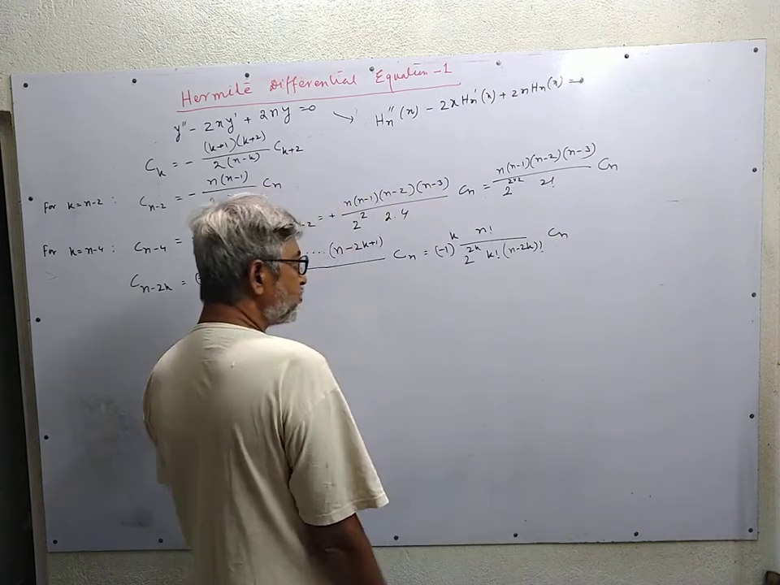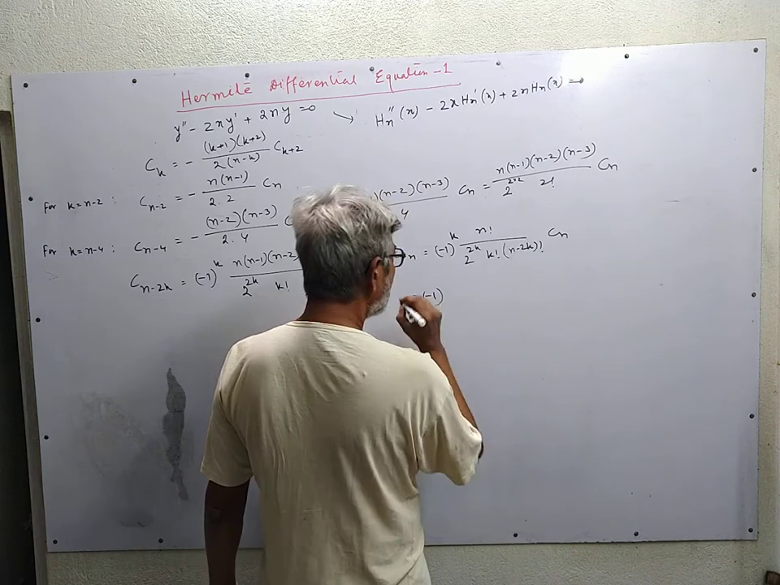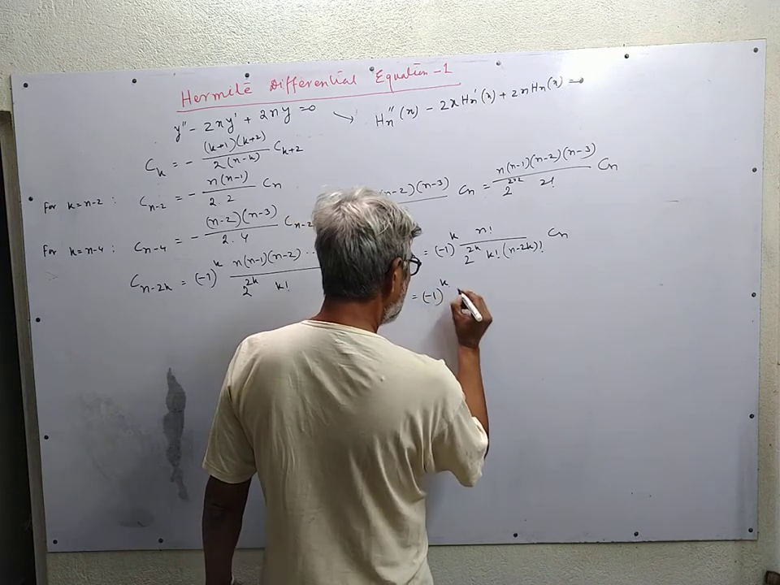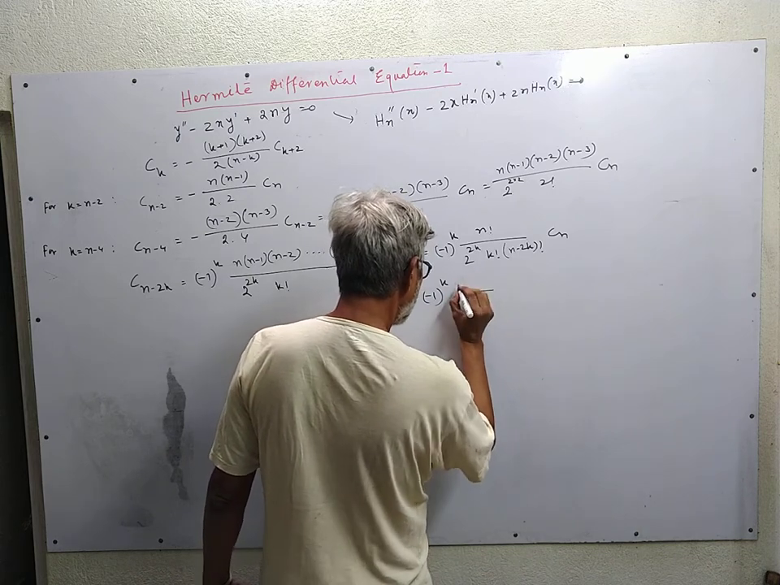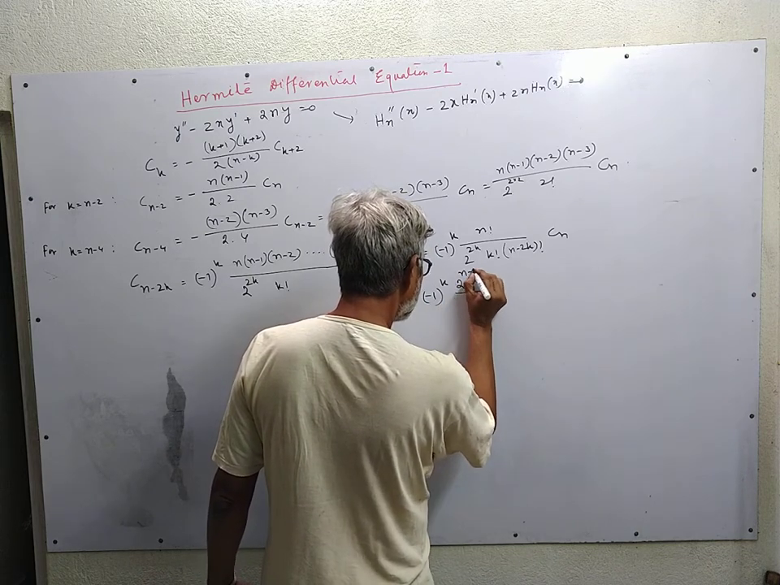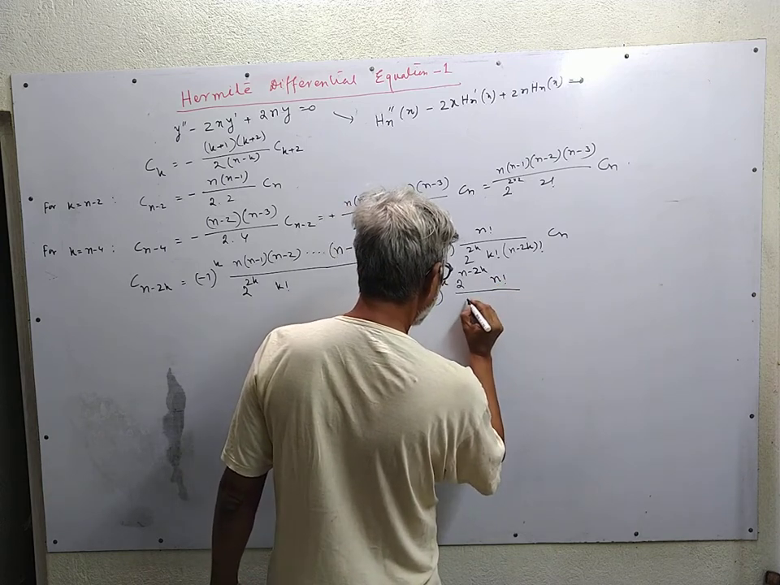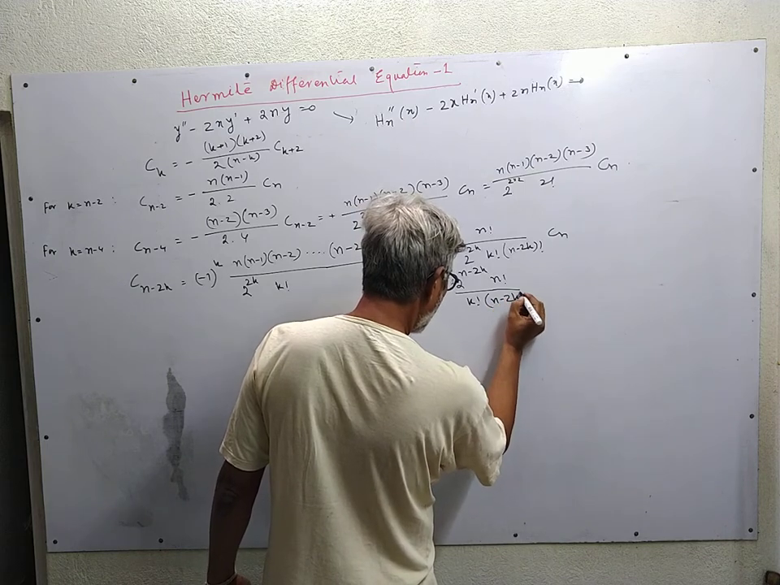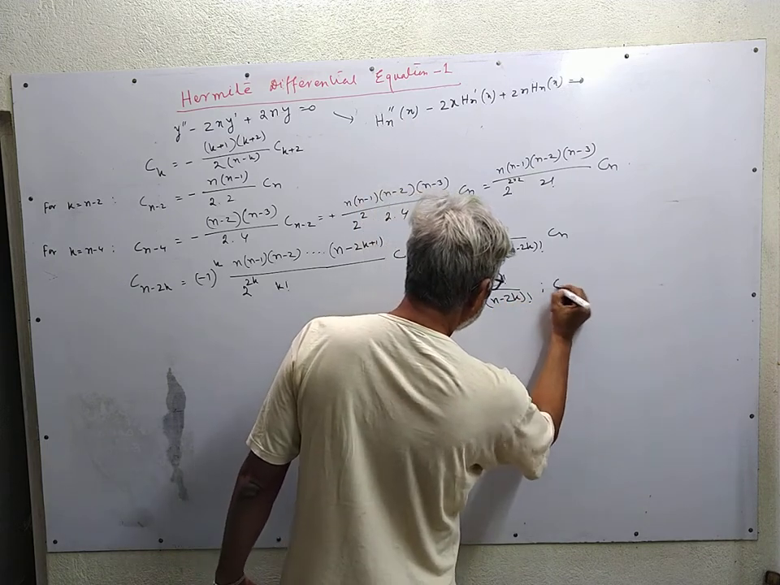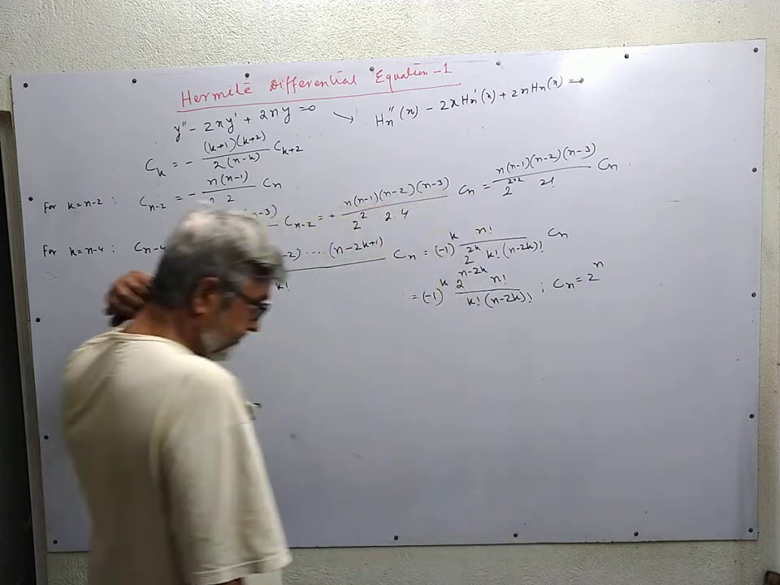A popular choice of Cn is 2 to the power n. So this is where Cn is taken to be 2 to the power n.